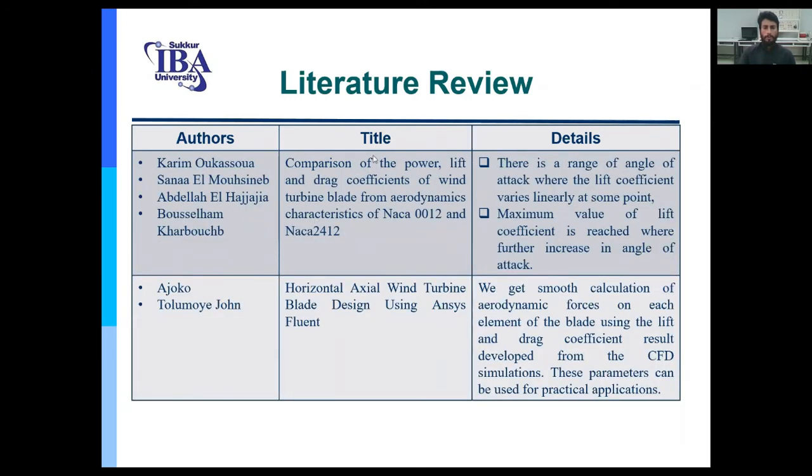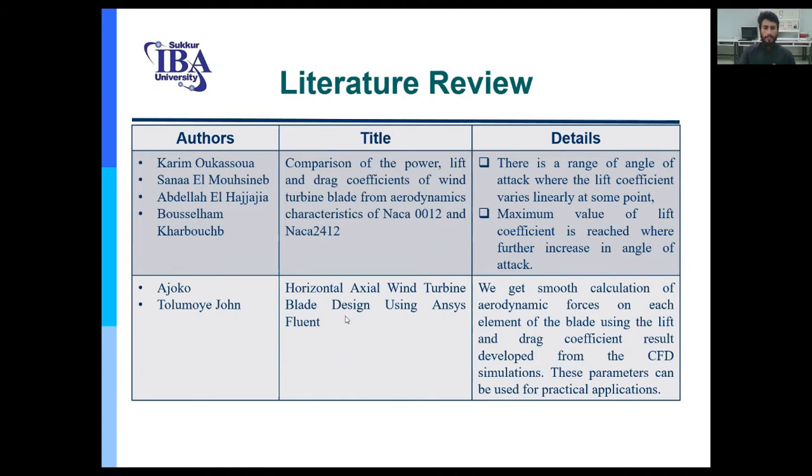And this is the fourth paper that we followed in this project. The title of this paper is Comparison of the Power, Lift and Drag Coefficient of Wind Turbine Blade from Aerodynamics Characteristic of NACA 0012 and NACA 2412. The detail of this paper is that there is a range of angle of attack where the lift coefficient varies linearly. At some point, the maximum value of lift coefficient is reached, beyond which any further increase in angle of attack.